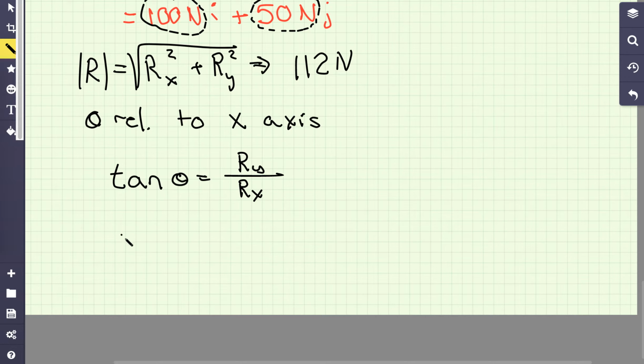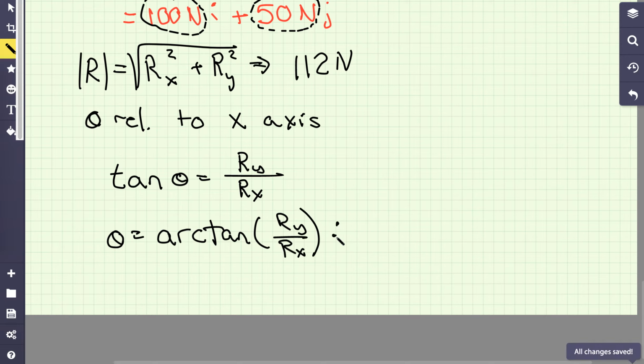Furthermore, we're going to say theta is going to equal the arctan of Ry divided by Rx. And that's going to be equal to something. If you plug it into the calculator, and we're going to look at it in degrees, it's going to be 26.6 degrees from the x-axis.